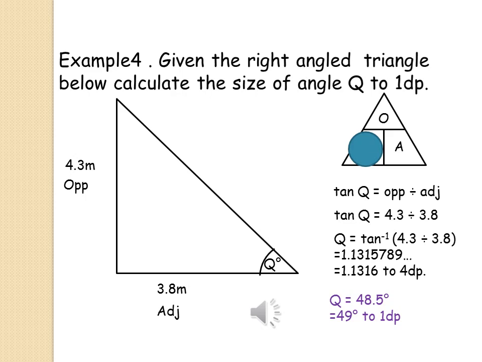Then we ask ourselves, from our SOHCAHTOA acronym, which ratio requires us to use opposite and adjacent? We realize that that ratio is the tan. Tan of an angle is given by opposite over adjacent. Now the opposite here is 4.3, adjacent is 3.8, and therefore tan Q will be given by opposite divided by adjacent, which is 4.3 divided by 3.8.